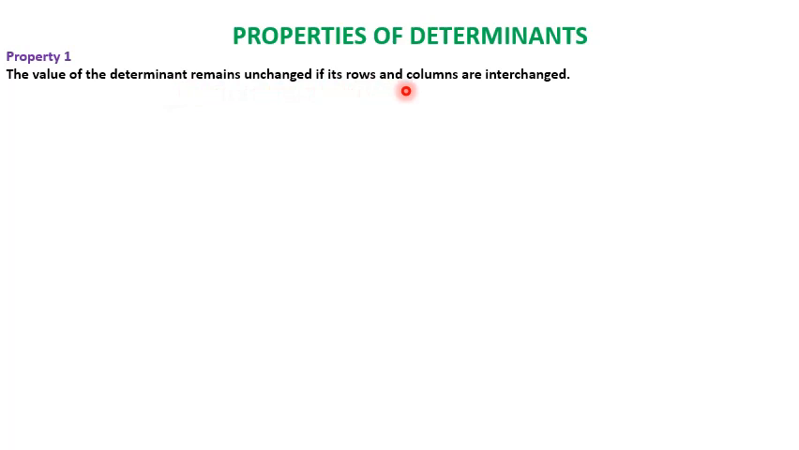The first property is the value of the determinant remains unchanged if its rows and columns are interchanged. Means if you take a determinant and interchange its rows and columns, means by taking its transpose and find out the values of both the determinants, then the value of both the determinants are same.